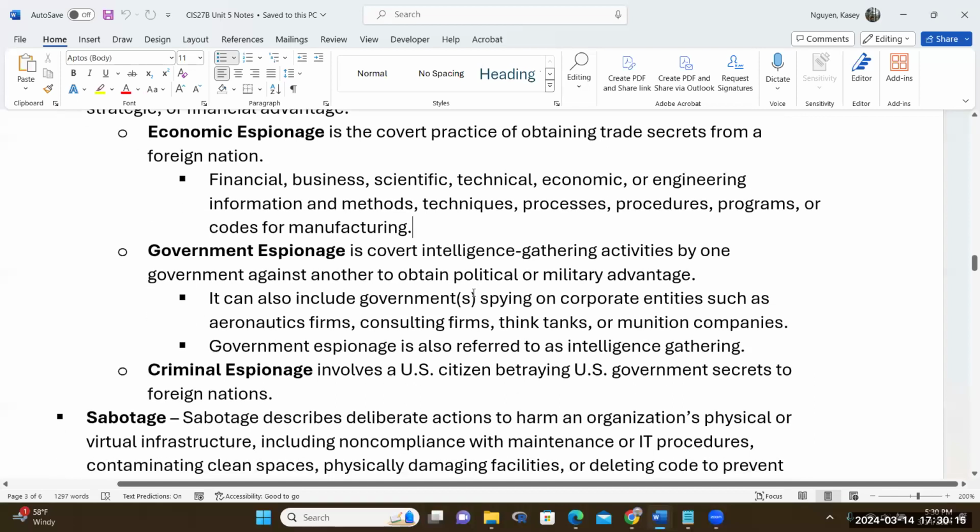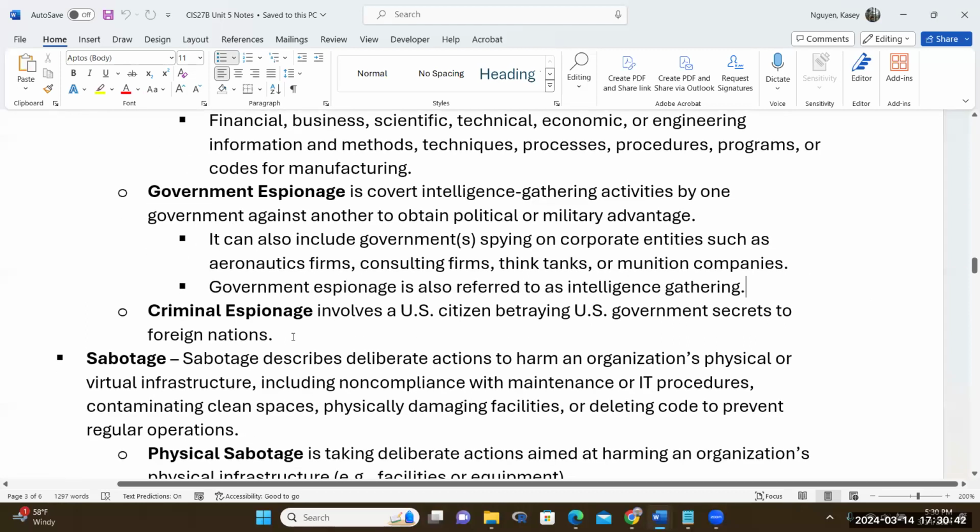And then the government type is just to gather some intelligence for political or military advantage. Okay. And a lot of times you would see companies that are affiliated with governments are impacted. Like, Boeing might design a fighter jet and someone could leak the engineering design. And then you have the criminal where secrets of the nations are being shared.